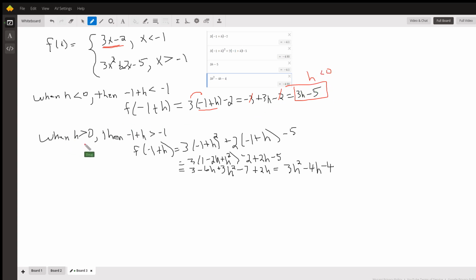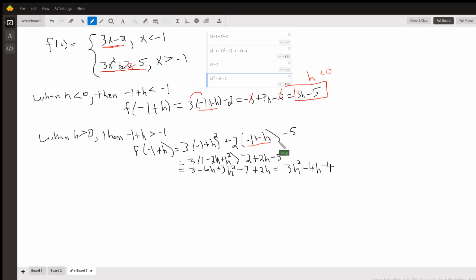When h is greater than 0, then -1 plus h is greater than -1 because I added a positive number onto -1. So I'm greater than -1. That means to find f of -1 plus h, I plug -1 plus h into this rule. A little more complicated. So here's 3, here's x squared, or -1 plus h, quantity squared. Here's -1 plus h in for this x.